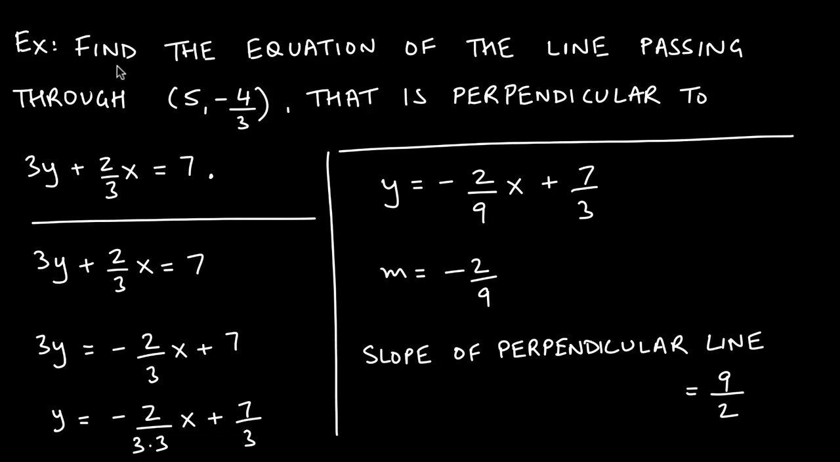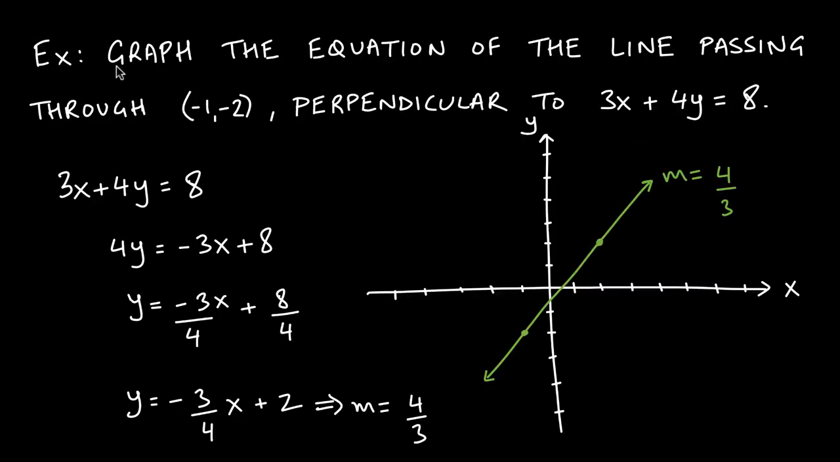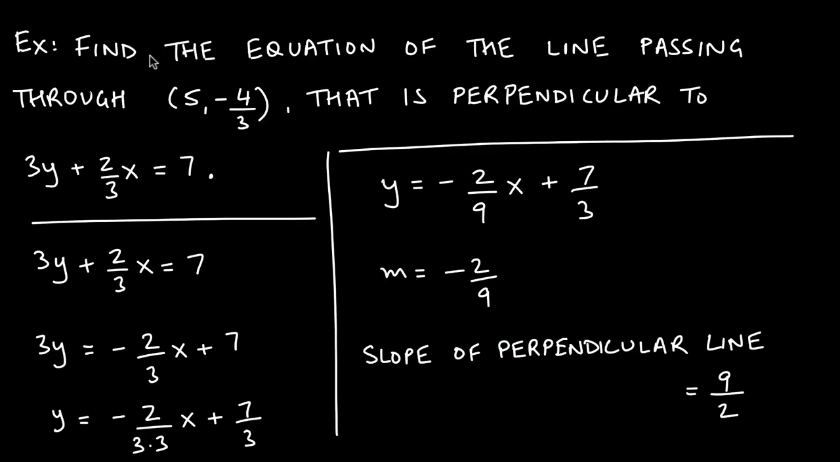So here's, I guess, the opposite of what I was asking about. In this case, I asked you to graph it. Here the question states to find the equation of the line that passes through this point. I figured I'd throw some fractions at you guys so you know how to deal with them. That is perpendicular to this line.